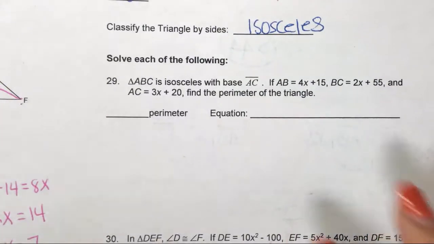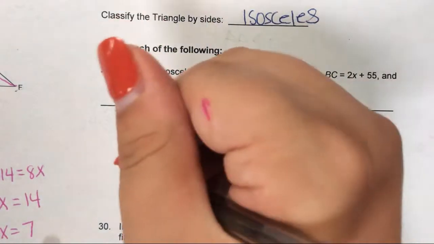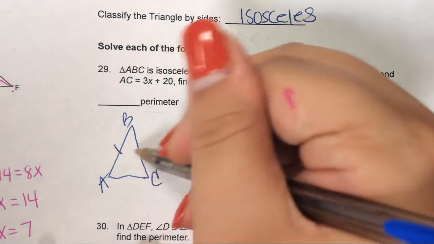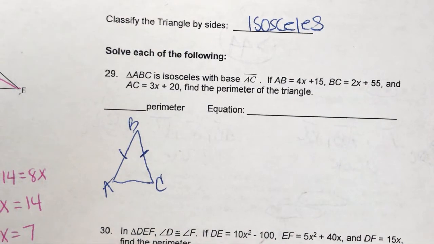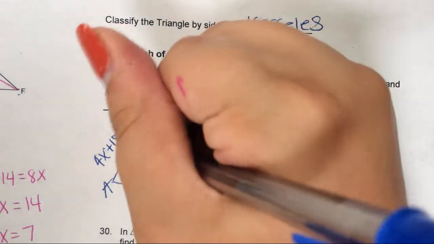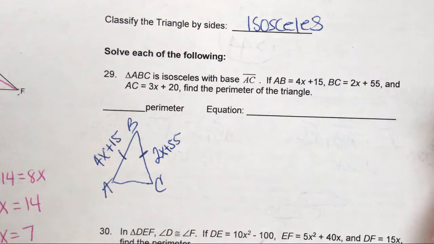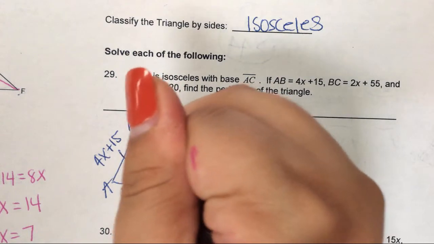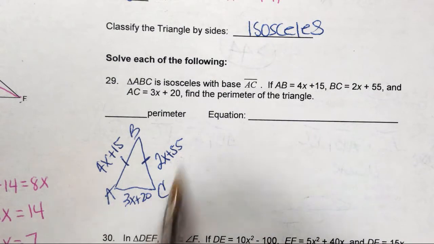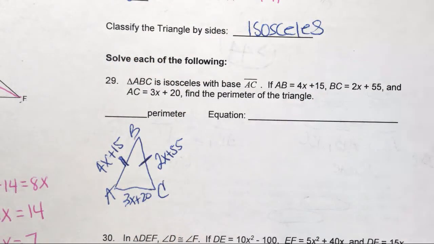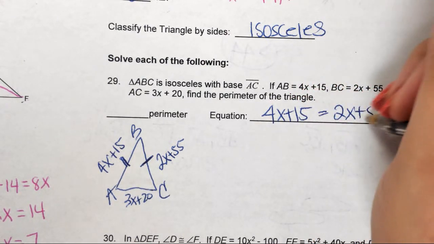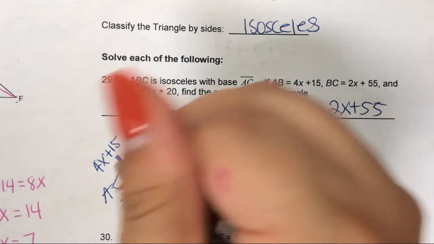Okay? If ABC is an isosceles triangle, so I'm going to draw that, with the base AC, that means those two are congruent. If AB is 4x plus 15, BC is 2x plus 55, and AC is 3x plus 20. Notice I'm giving you all three of them. But are all three of them equal? No, only these two. So I'm going to make it 4x plus 15 equals 2x plus 55, because those are congruent.